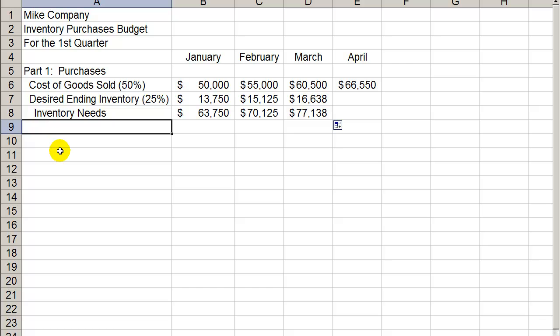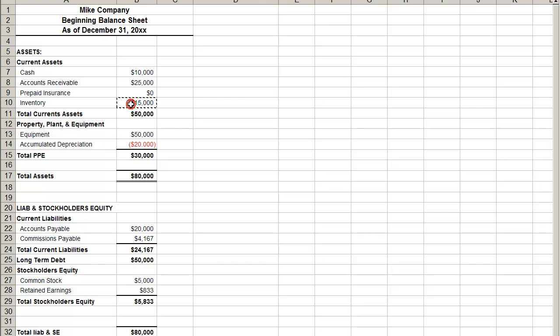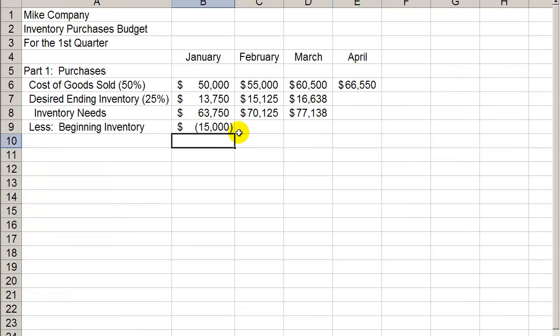Now, even though you've identified how much inventory you need each month, that's not how much you buy, because you may have some on hand. So we're going to subtract out the amount of inventory that we have on hand. In January, our beginning inventory will be on our beginning balance sheet. So I'm going to link back to my beginning balance sheet. My beginning inventory balance is 15,000. In February, my beginning inventory balance is what I expected to end with in January, and so I'll just link back to that.